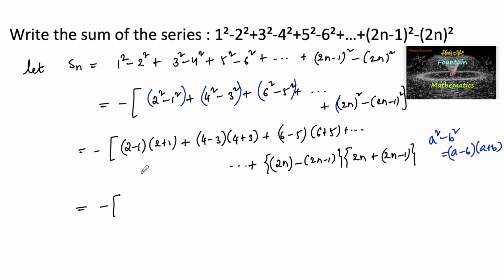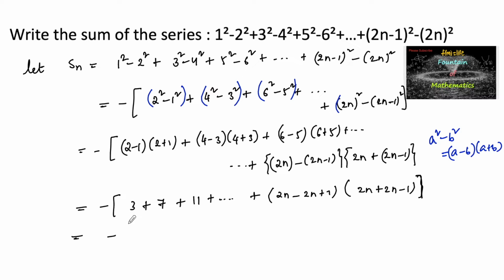So you can write minus of 2 minus 1, it's 1 into 2 plus 1, it's 3, and here 4 minus 3 is 1, and we know the difference of two consecutive numbers is 1, so we can write 4 plus 3 is 7, and 6 minus 5 is 1 into 6 plus 5 is 11, and so on up to 1 into 2n plus 2n minus 1. So we can write here minus of 3 plus 7 plus 11 plus and so on, up to 4n minus 1.